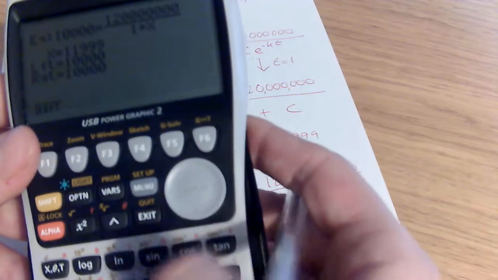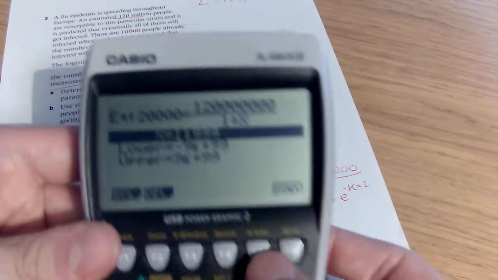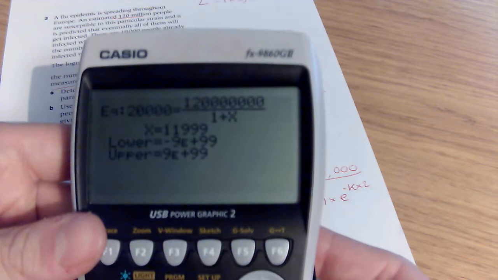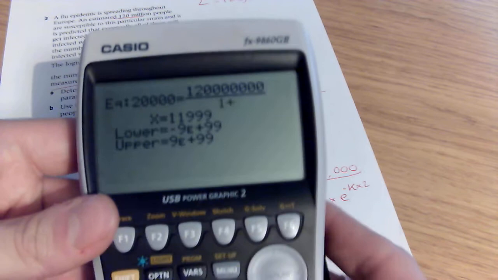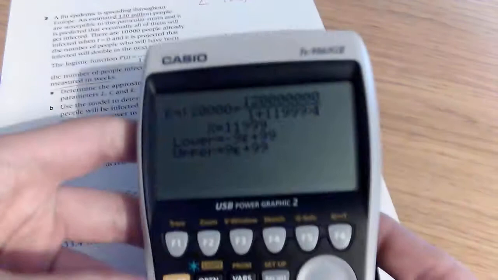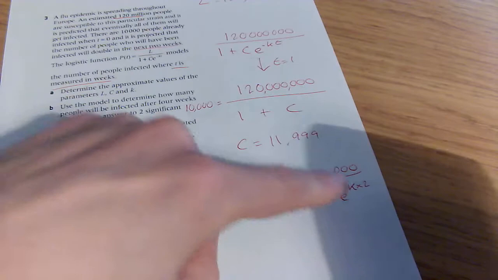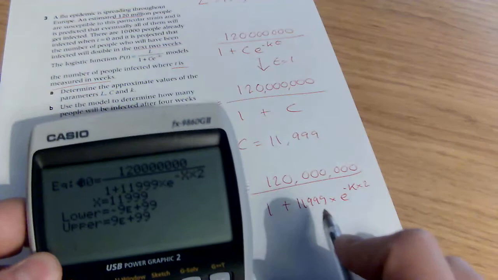Type this in. Some of it's already in there, so it's going to be making it a little bit easier. Just turn that to a 20,000. And go back up here. And instead of being 1 plus X, it's going to be 1 plus 11,999 times E, so shift and that. And then we're looking for K, aren't we? So that's going to be the X here. Don't forget to put the negative in. Negative X times 2. Okay, it's pretty complicated, so it's worth double checking that. Just type that in right. I think so.